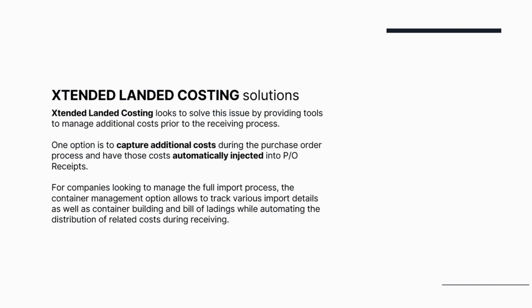Let's move on to our solutions. Extended landed costing looks to solve this issue by providing tools to manage additional costs prior to the receiving process. Our first option is to capture additional costs during the purchase order process and have those costs automatically injected into PO receipts. For companies looking to manage the full import process, the container management option allows us to track various import details as well as container building and bill of ladings while automating the distribution of related costs during receiving.